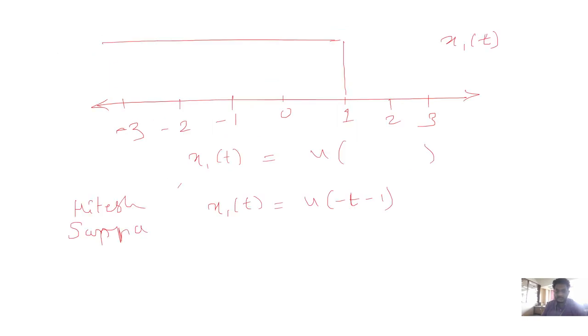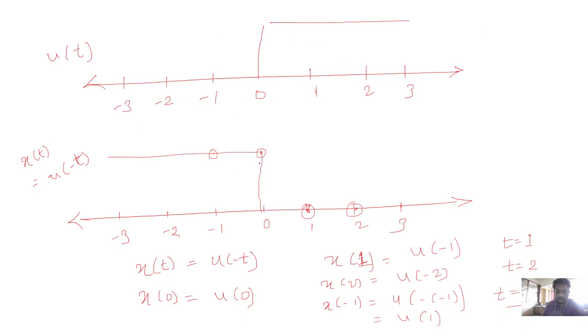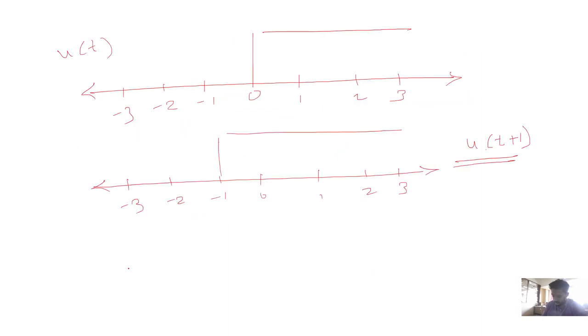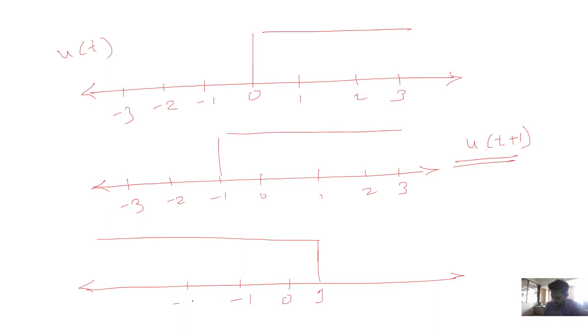Okay, and now what I want to do is reverse it. I want to put a minus sign to this. So this signal is going to be u of minus of t plus 1, and this is equal to u of minus t minus 1. I hope this is clear to you all.